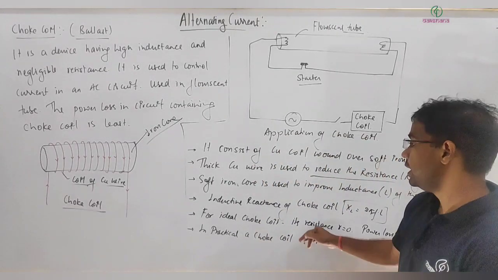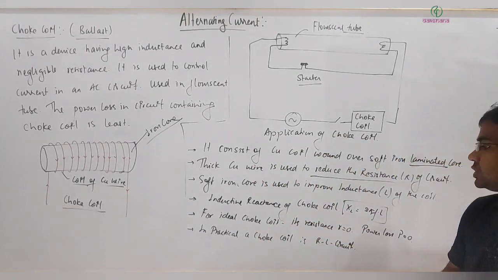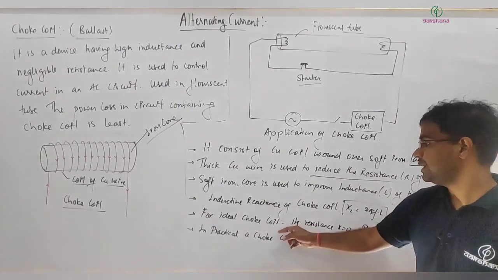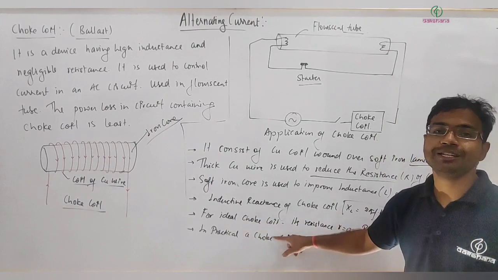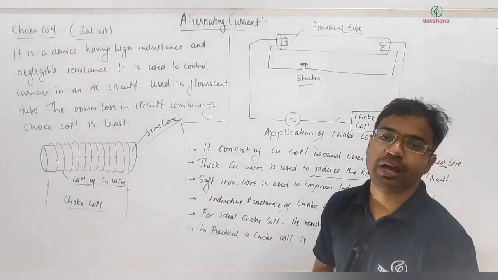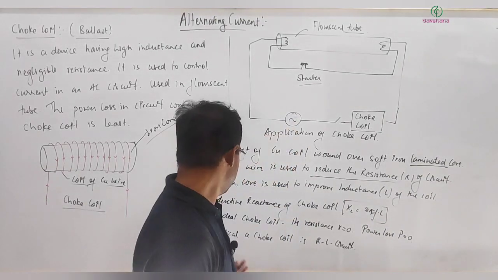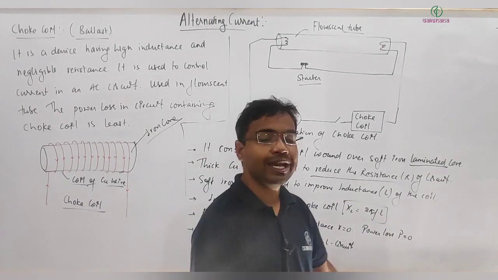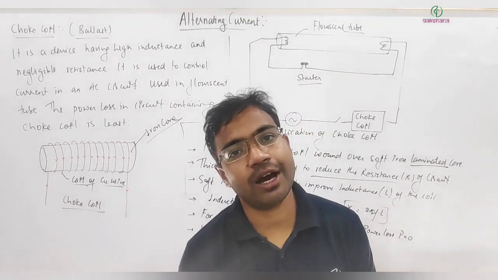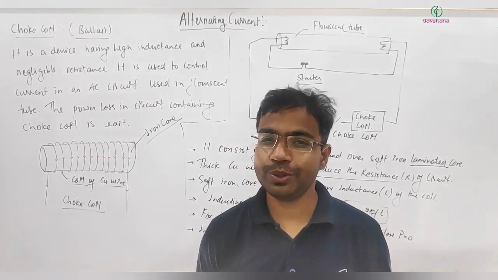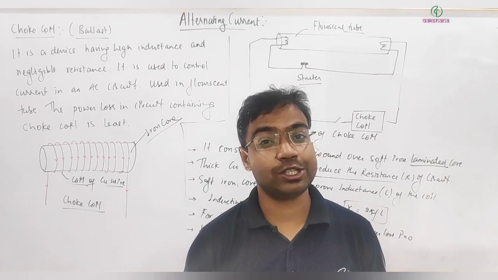For an ideal choke coil, its resistance is equal to 0 and there is no power loss. That is only for the ideal case. In practice, a choke coil cannot have 0 resistance; it also has some R along with some inductance, so it is an RL circuit. So I hope you are clear about what a choke coil is.